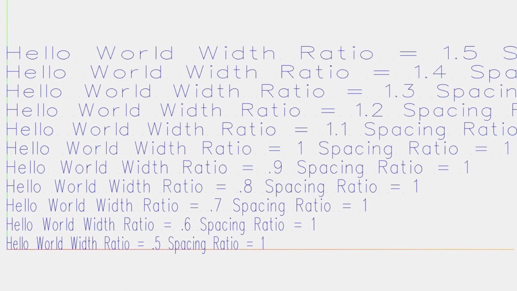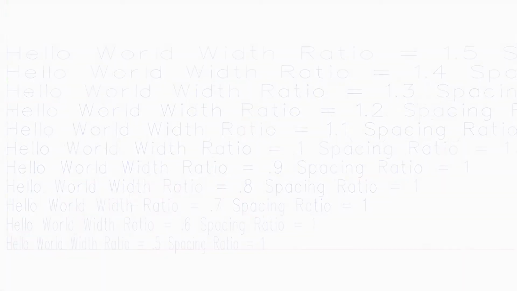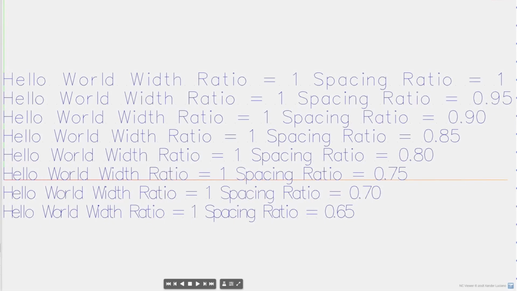Now for the examples. In this first example, the width ratio varies from 1.5 down to 0.5. The text is still readable with a width ratio of 0.5. In the second example, the spacing ratio varies from 1 to 0.65. The characters start to overlap with a spacing ratio of 0.65, so 0.7 is probably the smallest you would want to use. I don't recommend using a spacing ratio greater than 1, because it makes the text look weird.